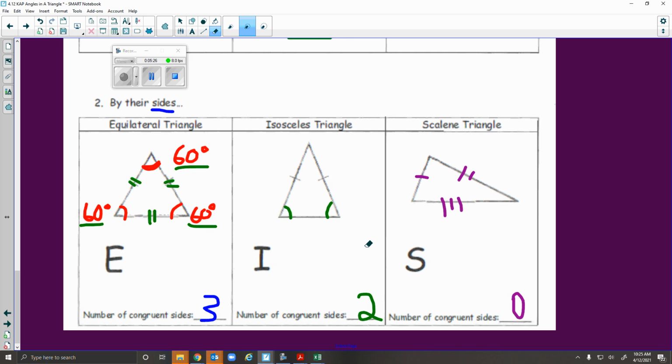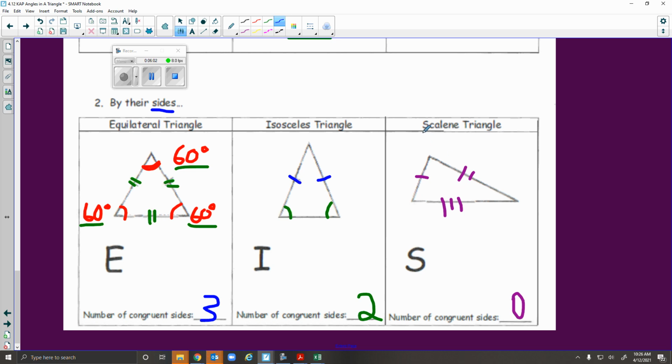So the next one is an isosceles triangle. An isosceles triangle has two congruent sides. Those little hash marks on the sides mean that they are the same length. I also want to note that the opposite angles are congruent as well. They could be a couple of different things, but these two angles, again, are always going to be acute angles in the corners of an isosceles triangle. The ones that are equal have to be acute angles.